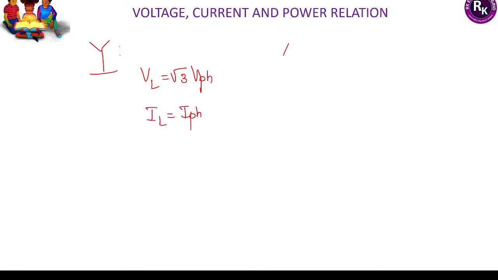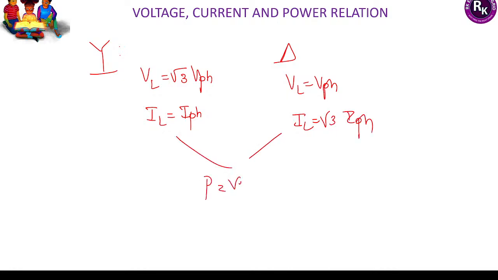While talking about a delta connected circuit, I can say line voltage equals per phase voltage, but line current will be equal to root 3 times the per phase current. For both of these circuits, the common formula, real power formula, is root 3 times VL IL cos phi. This is in terms of line voltage and line current.